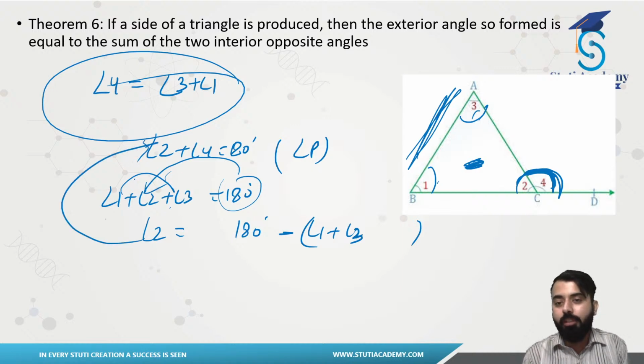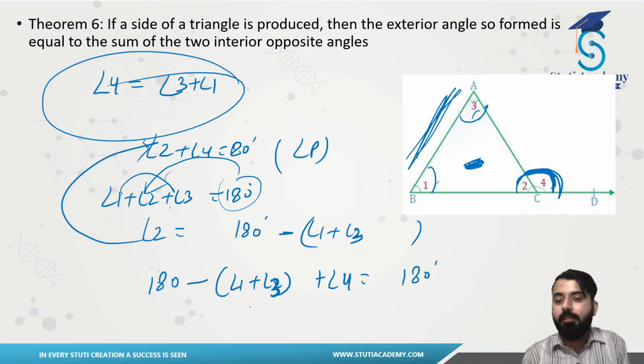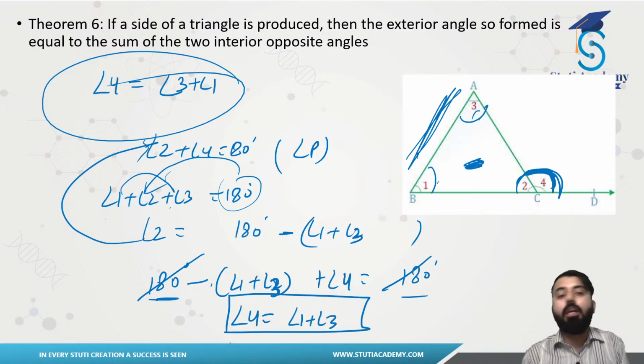Now replace that value here. So 180 minus angle 1 plus angle 3, not 2, plus angle 4, that is equal to 180. Equal things cancel out. So this is negative, on the other side that will be positive. Angle 4 is equal to angle 1 plus angle 3, and this is what we have to prove in this case. So I hope you guys understand this. That is the meaning of the statement, that the exterior angle is always equal to the sum of the two opposite interior angles, and this property is commonly termed as your exterior angle property.